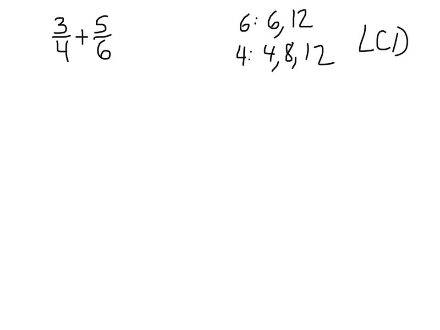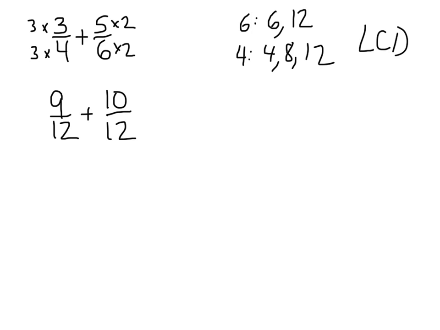Well, what times 6 is 12? 2. Whatever I do to the bottom, I do to the top. And what times 4 is 12? Well, that's 3. Whatever I do to the bottom, I have to do to the top. So 3 times 3 is 9. 3 times 4 is 12. Plus 5 times 2 is 10. 6 times 2 is 12. And I get 19 twelfths.